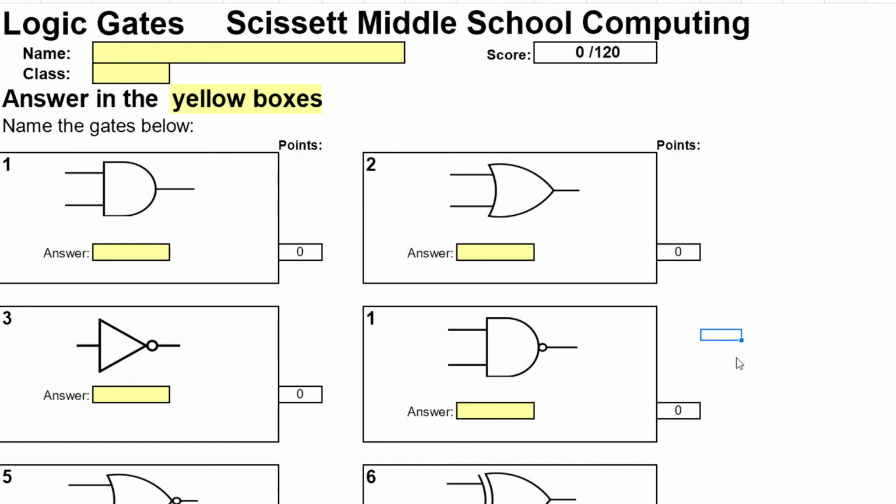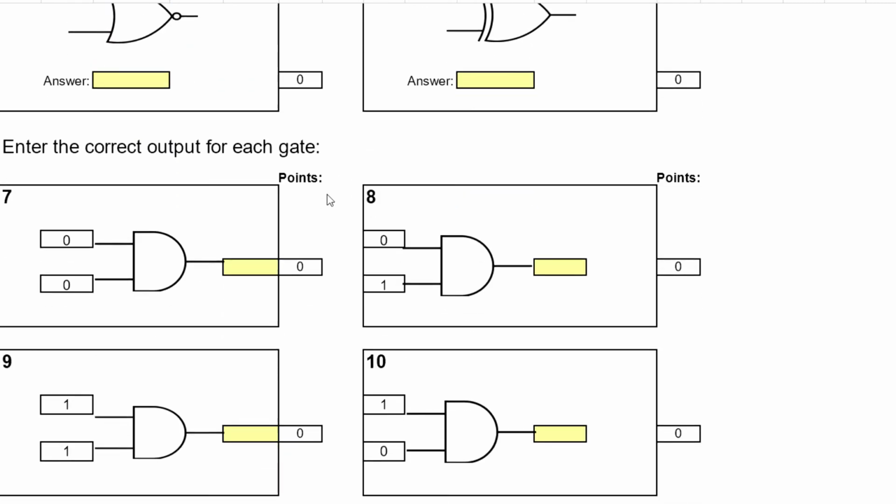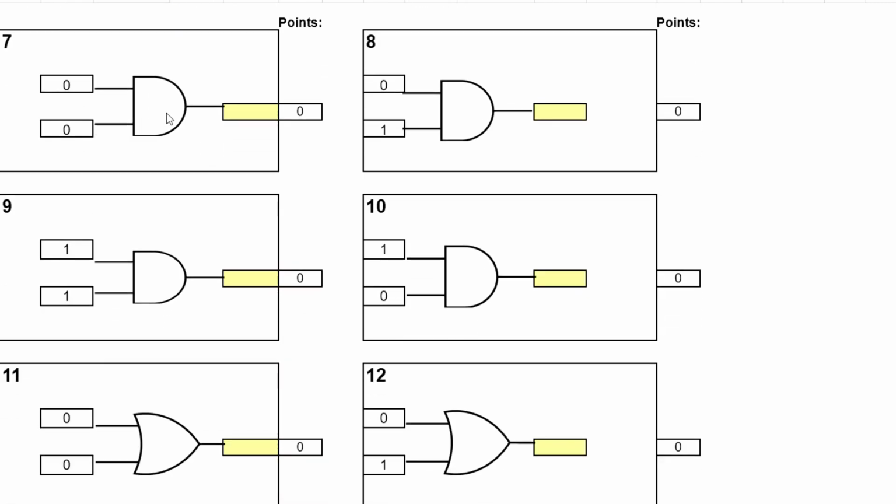When you come to the questions, you need to please make sure that you answer in the yellow boxes. So your name and class there, and then each of your answers in the yellow boxes here. So for example, on these you're going to name the logic gate, so the name should be in capital letters. So we enter AND gate and then press enter, and it will change your score there. So you do that for these first 6 questions.